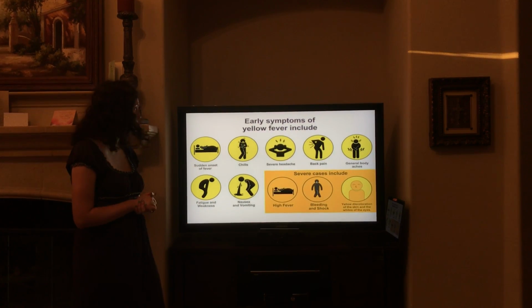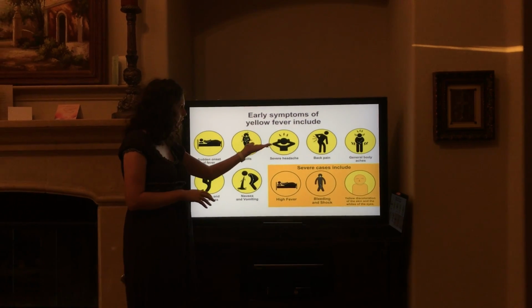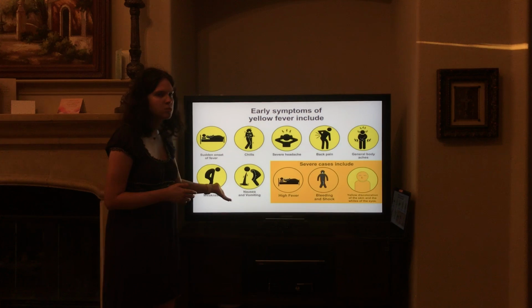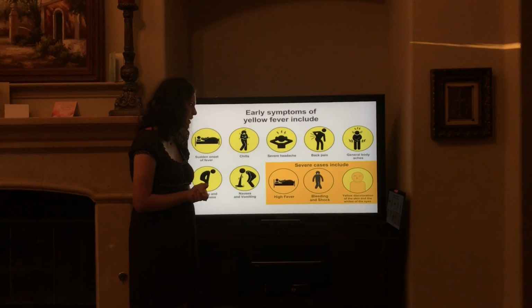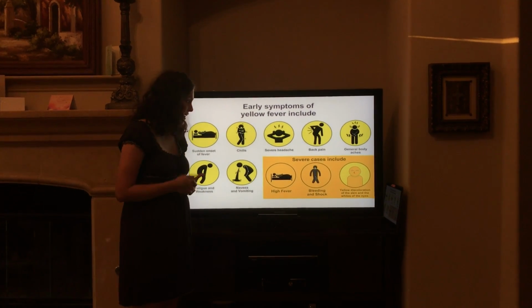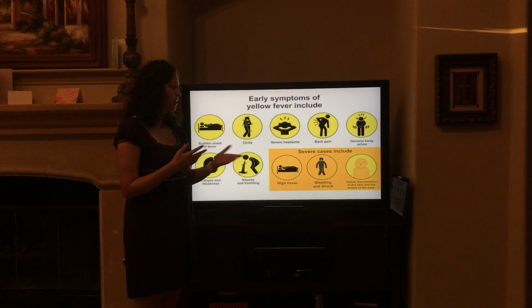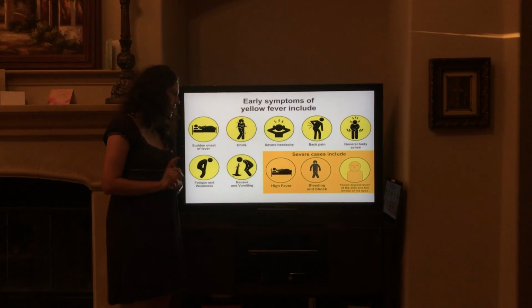And then here I have some signs and symptoms of yellow fever again. We have mild to moderate symptoms that most patients will have. And then the severe cases, which occur in cases that are left untreated, will develop high fever, internal bleeding and shock, and then of course the most obvious, jaundice, a yellow discoloration of the skin and eyes.